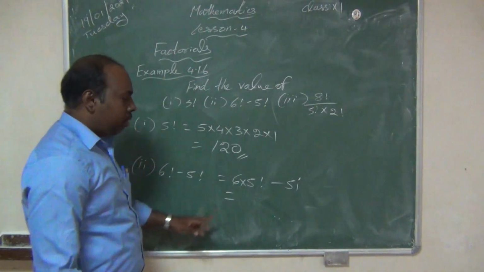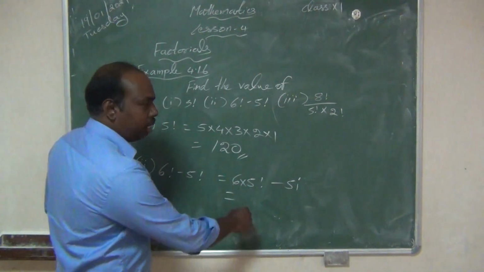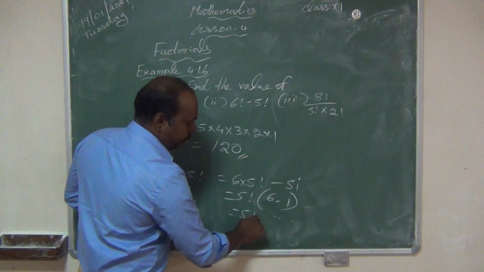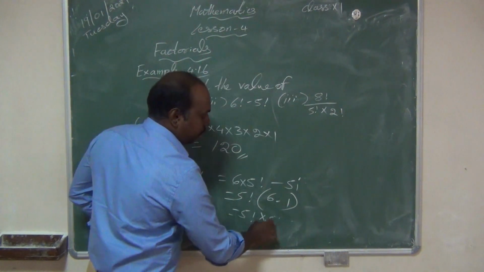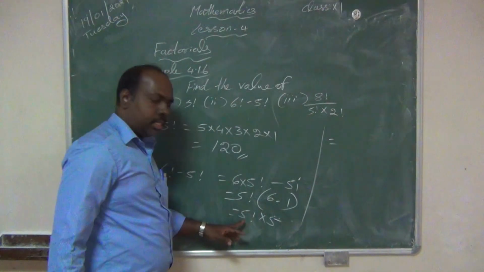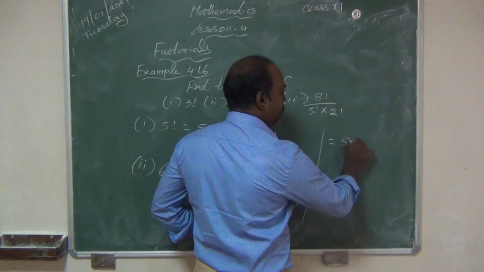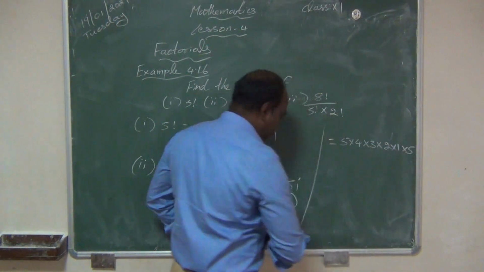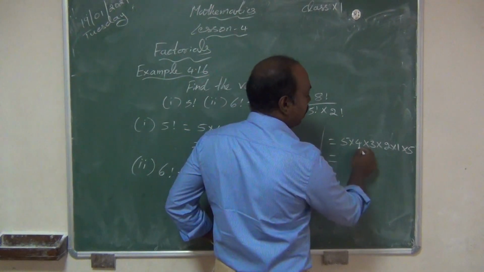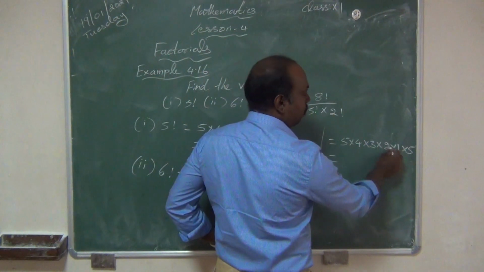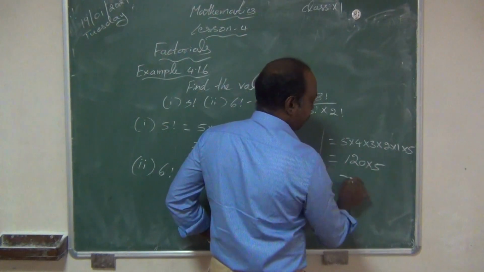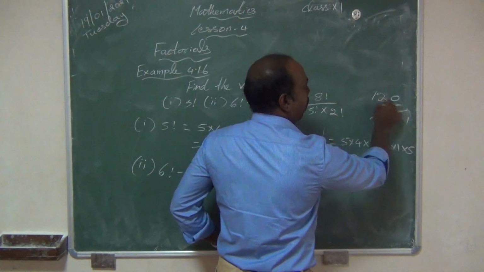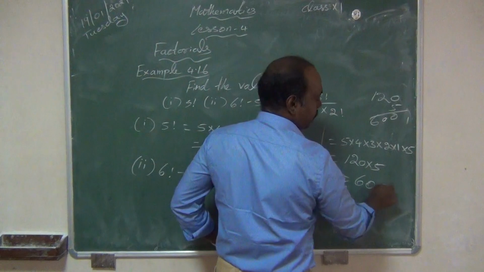Now what is common in these two terms? 5 factorial is common. So remaining 6 minus 1, that is equal to 5 factorial into 6 minus 1, which is 5. Now 5 factorial can be written as 5 into 4 into 3 into 2 into 1 into 5. That is equal to 20, 20 into 3, 60, 60 into 2, 120, 120 into 5, 600. So the answer is 600.